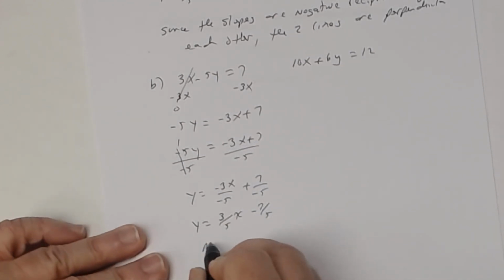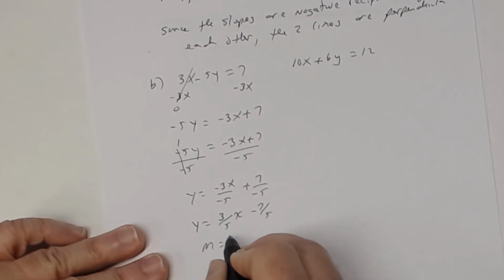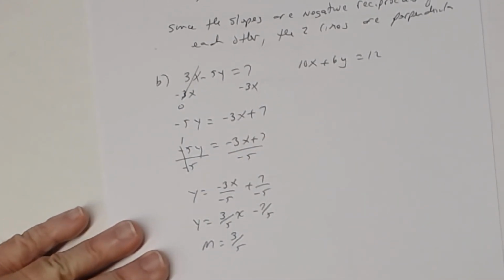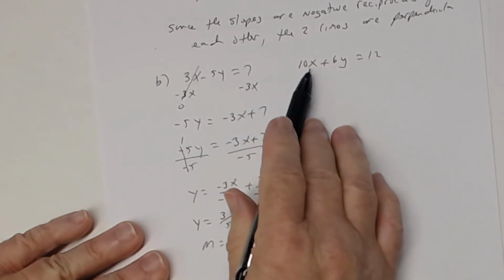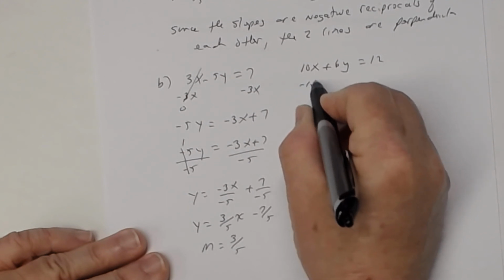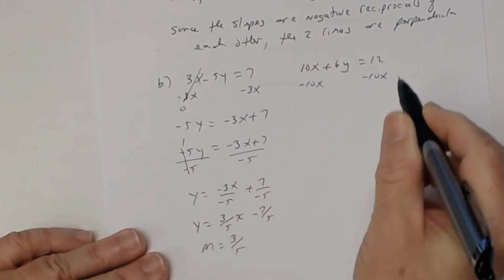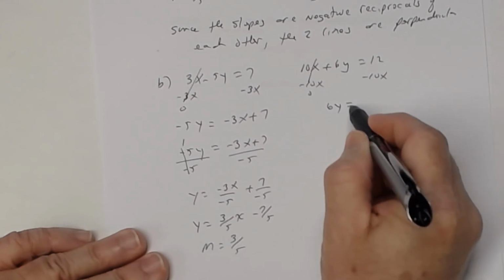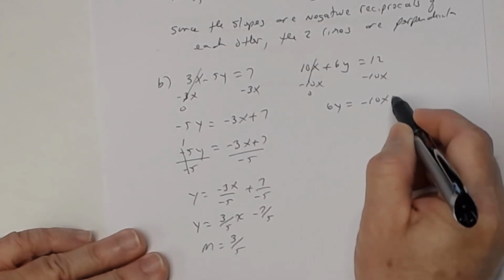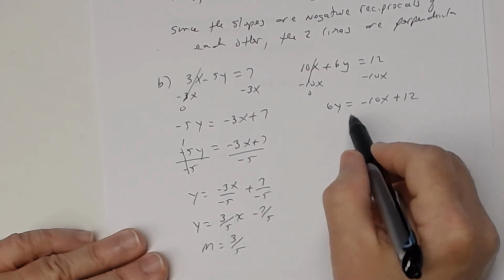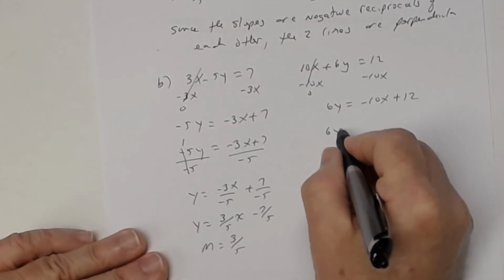So now the slope is 3/5. So the slope of this line is 3/5. So you found the slope of that line. Now do the same thing with this one. So to get 6y by itself, we're going to subtract 10x from both sides. And then combine like terms, I'm going to get 6y equals negative 10x plus 12. And then dividing both sides by 6, let me go ahead and just rewrite this over.